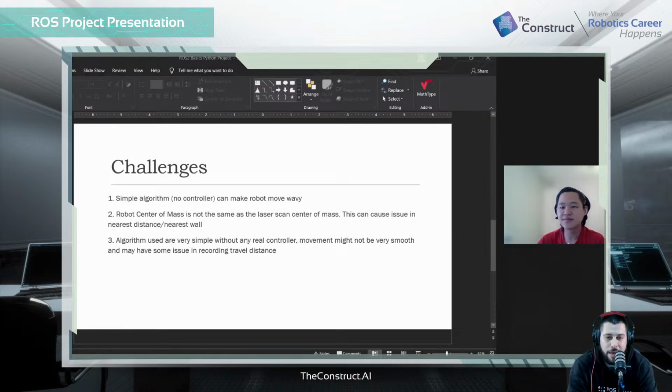That the robot center of mass is not the same as the laser scan center of mass. What do you mean by that? So what I mean is, imagining I'm the robot, the center of mass is kind of like my heart, at the center of my body, and the laser scan center of mass is kind of like my head. So my eyes might be slightly more forward in position than my heart.